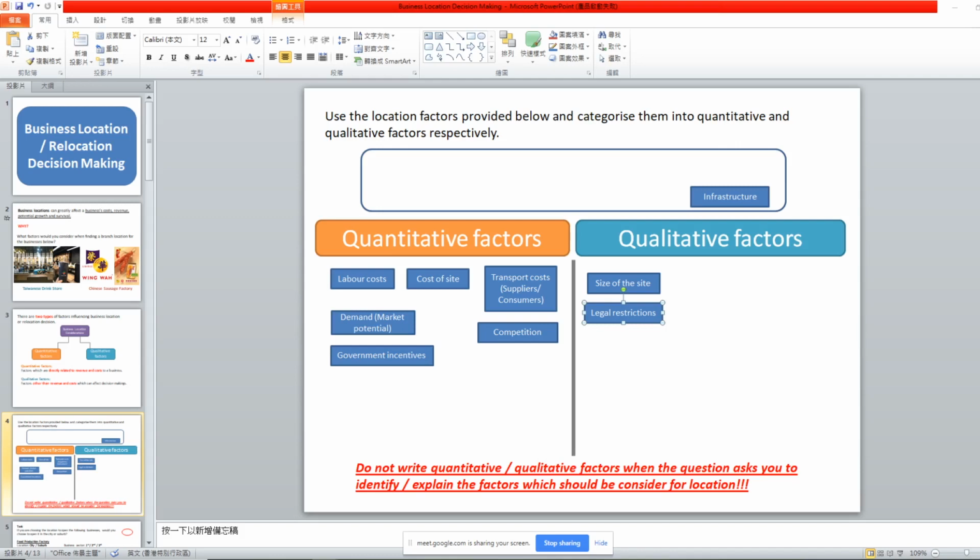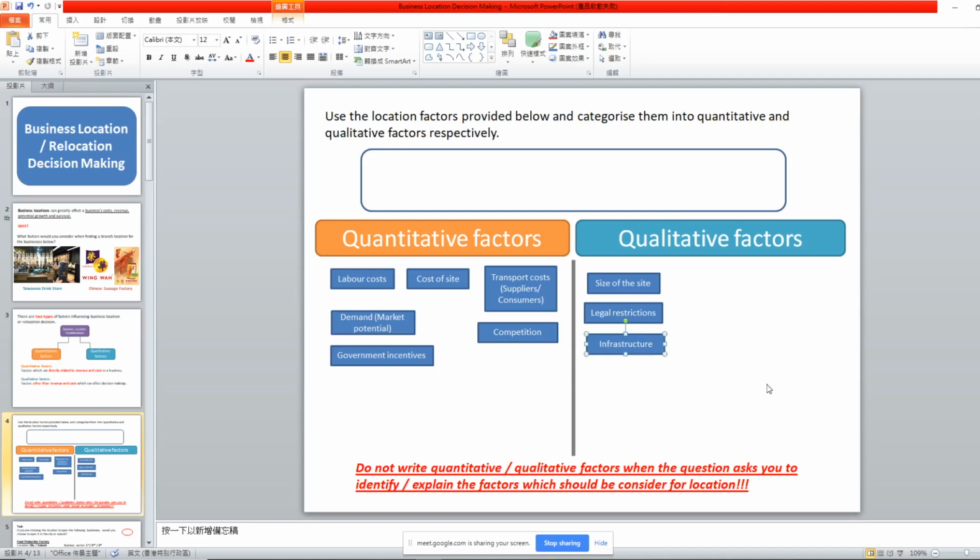So this is one factor we have to be careful about when we are setting up the business. Otherwise there will be some consequences, right? So, legal restrictions. And last but not least, infrastructure. So where did you put it? Oh yeah, right here. Infrastructure.